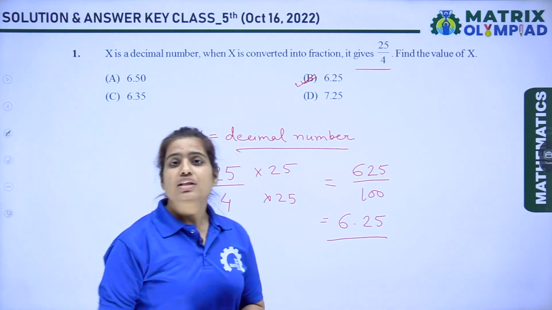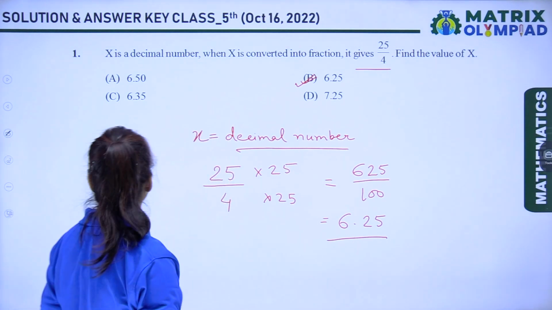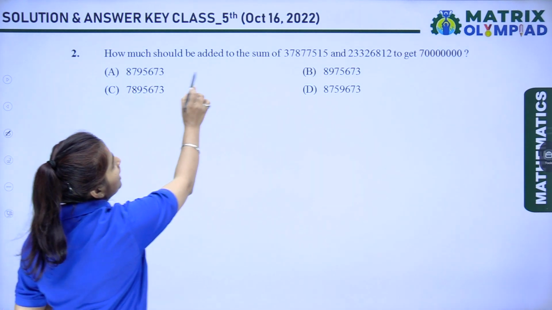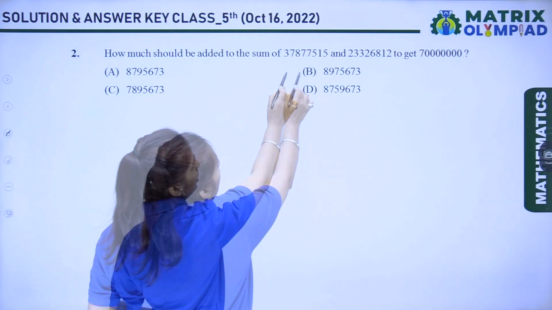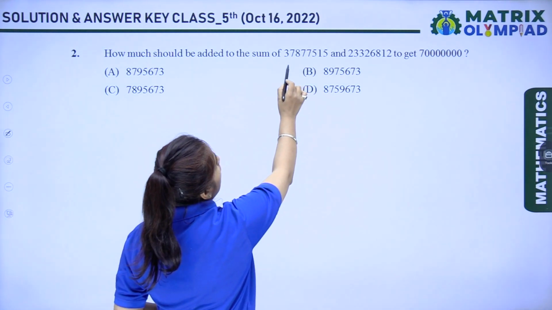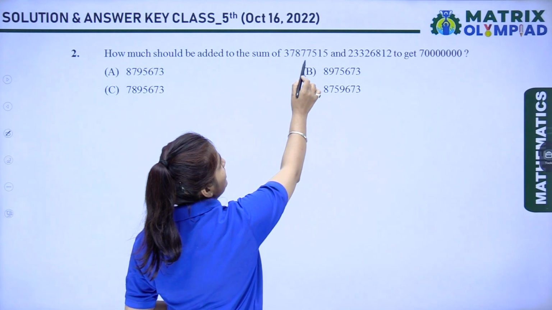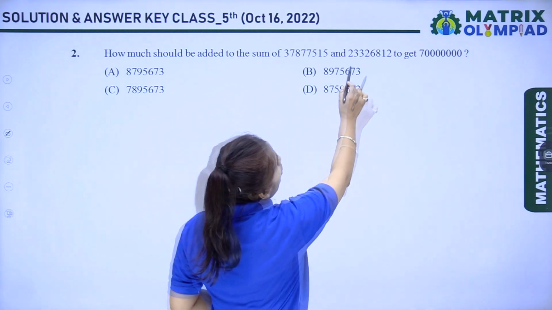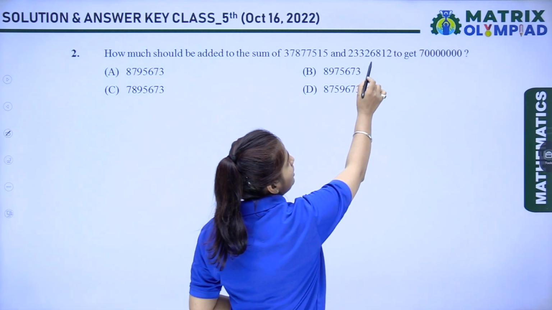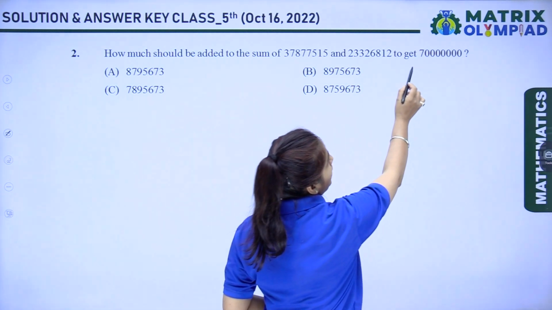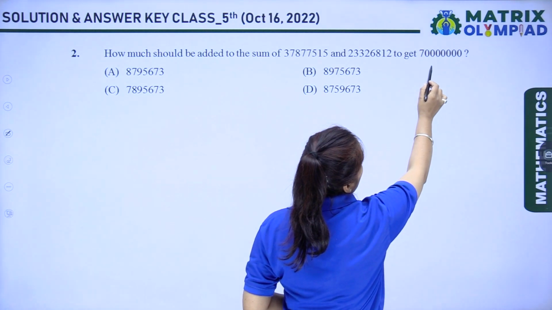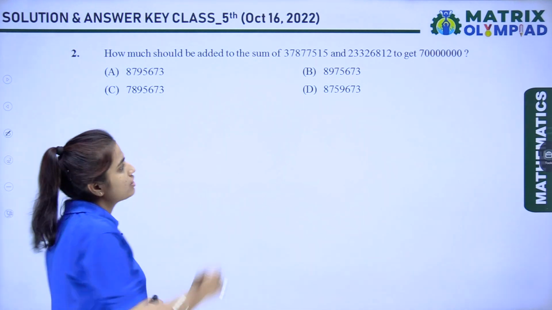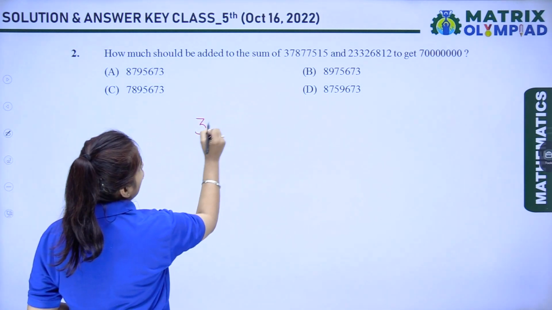Now, let's begin with the second question. Here the question says: how much should be added to the sum of the numbers 3,78,77,515 and 2,33,26,812 to get 7 crore rupees? So in this question we have to add first. Now let's begin with the addition part.